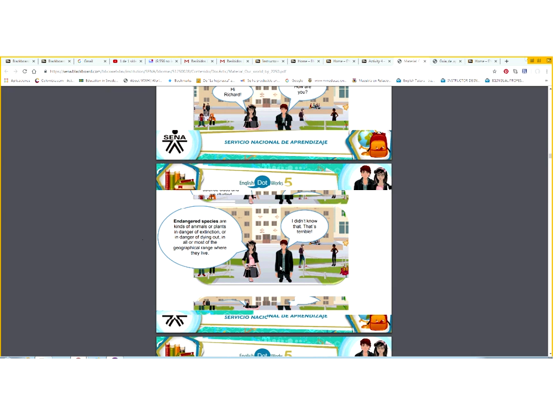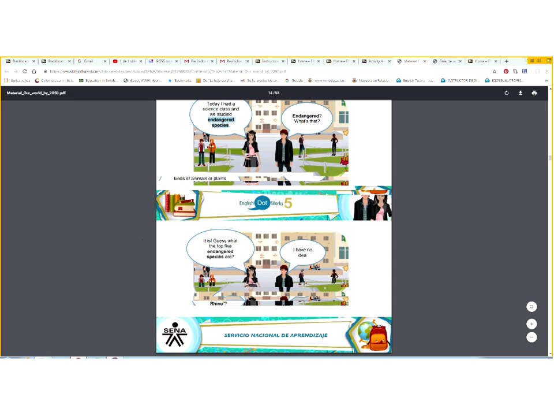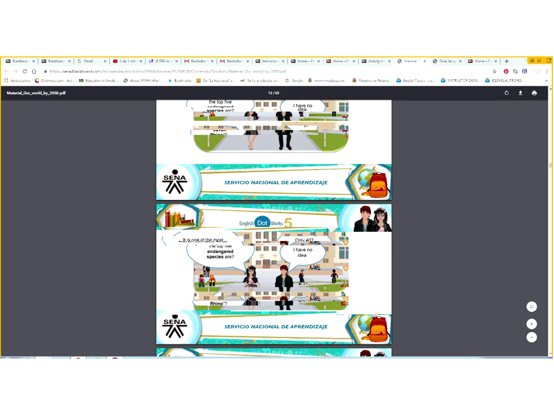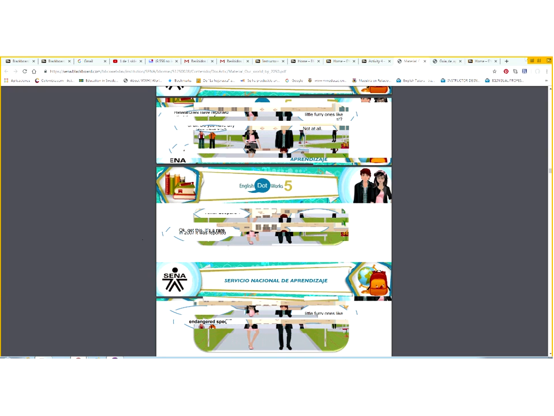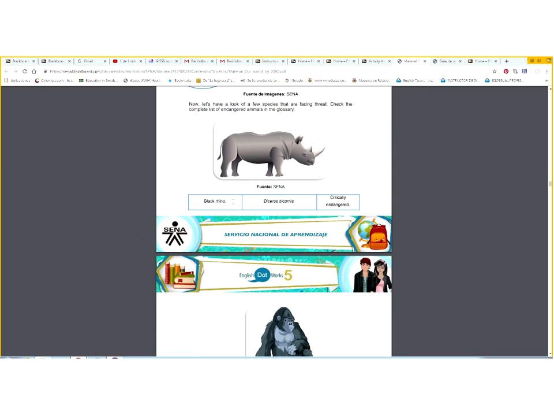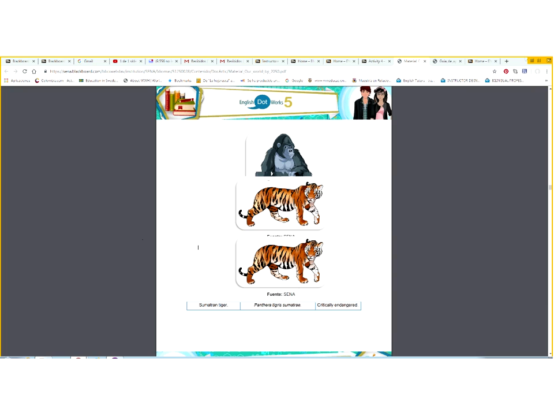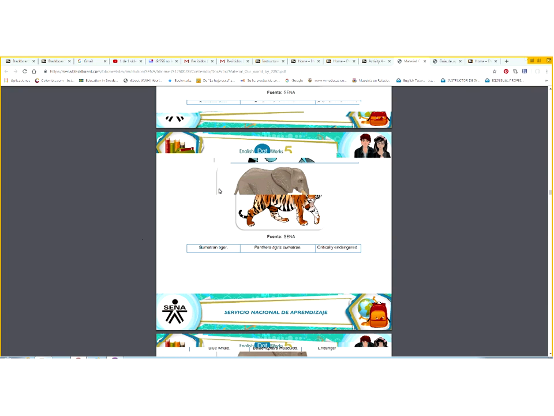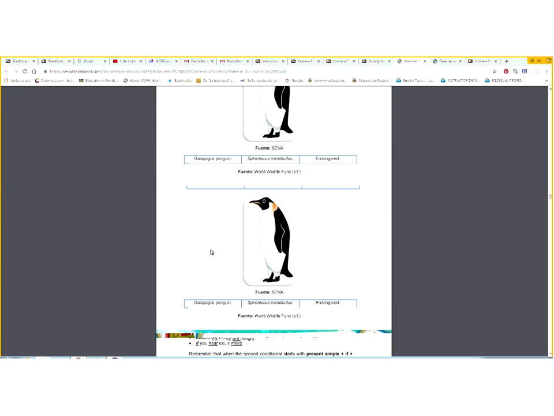We have a conversation talking about endangered species in animals. We have some examples of animals that are critically endangered, like the black rhino. This is the Latin name. The mountain gorilla, and the mountain tiger. The blue whale, the African elephant, the great white shark, Galapagos penguin, and others.